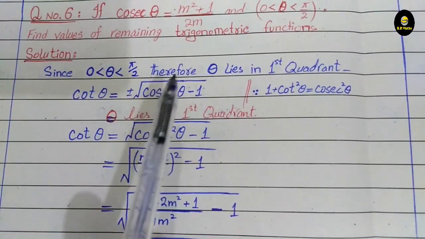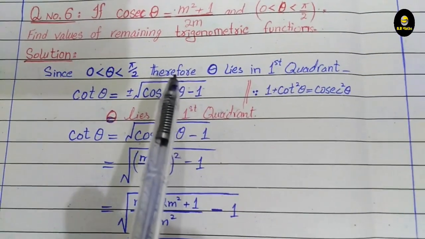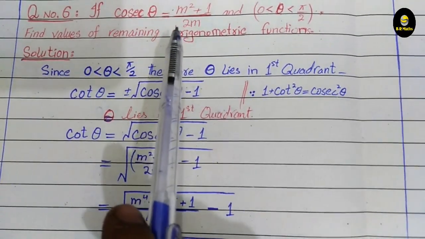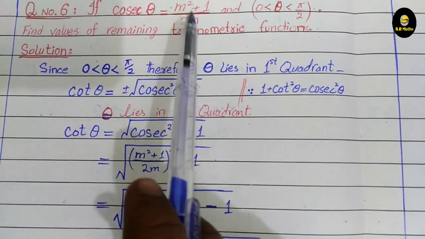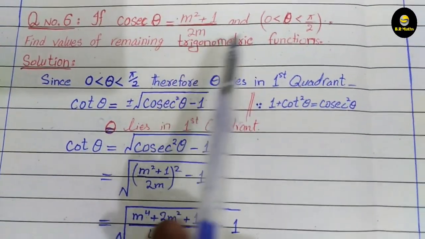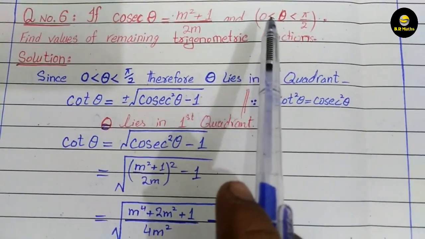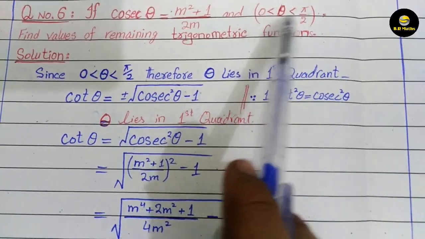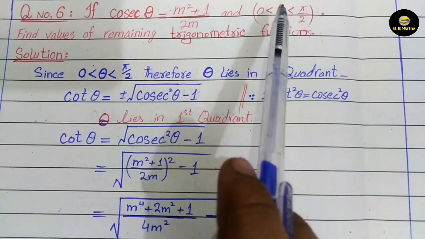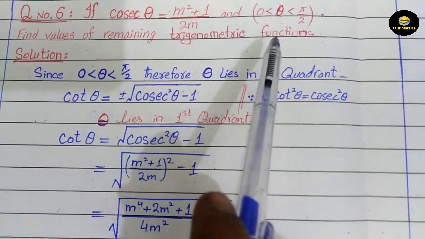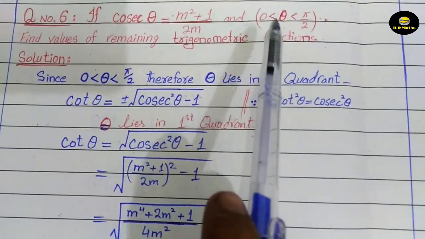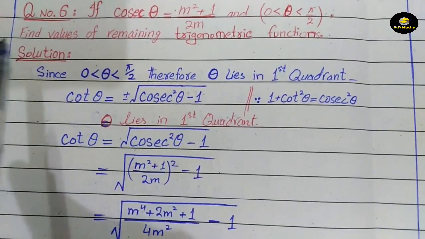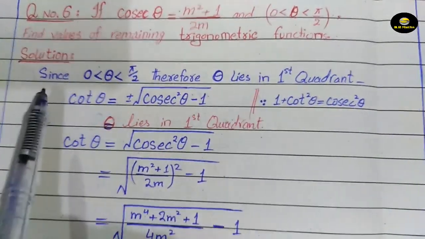Because in this question, this is a variable, not a value. So, if cosecant theta is square root of m square plus 1 divided by 2m, and theta is greater than 0 but less than pi by 2. Student, according to this statement, pi by 2 means 90 degrees. It means the angle theta is in the first quadrant. Remember, angle theta lies in the first quadrant. First quadrant means all values are positive. Find the values of the remaining trigonometric functions.